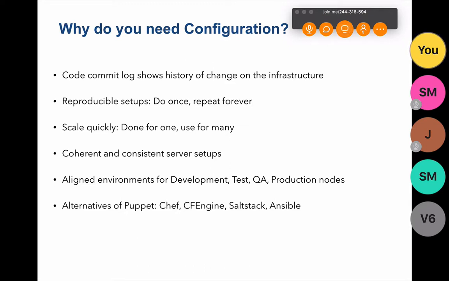You can scale quickly. Okay, and then, most important here on this slide is the alternatives to Puppet. You have Chef, CFEngine, SaltStack, Ansible. You might have heard of Chef and Ansible, a few of the prominent ones here, and these all do the same thing. They automate your infrastructure.